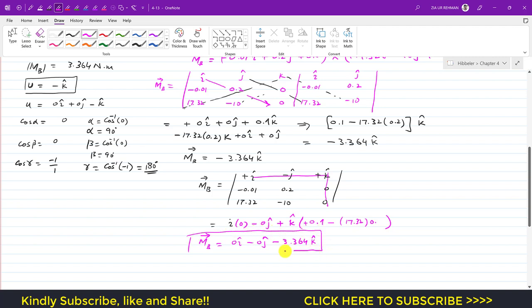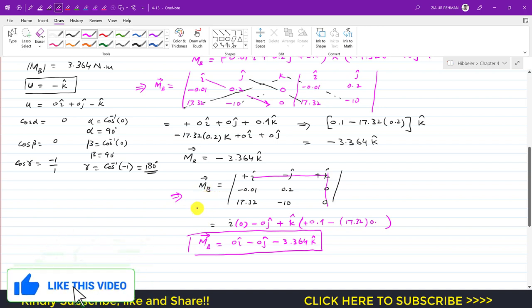So this is how you can find it using the unconventional method. And this is the conventional method of finding the moment about point B, taking the cross product of the moment arm and the force F. So this is the solution of this particular problem.